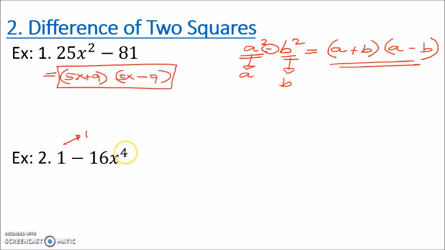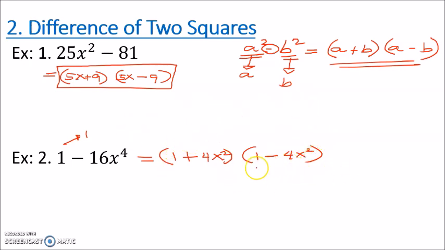Okay, so you can write this as dalawang terms, yung dalawang factors. So we have yung una, square root ng 1 ay 1. Okay, lagay natin yan, 1, 1. Yung isa plus, ang isa minus. Square root ng 16 ay 4. Square root ng x to the power of 4 ay x squared. Okay. So, ganun din dito, 4x squared. Alright? So, eto na sana yung factored form niya.